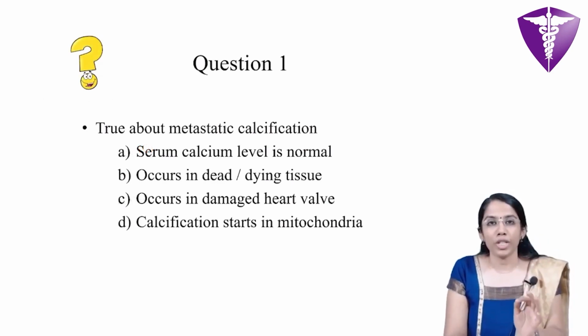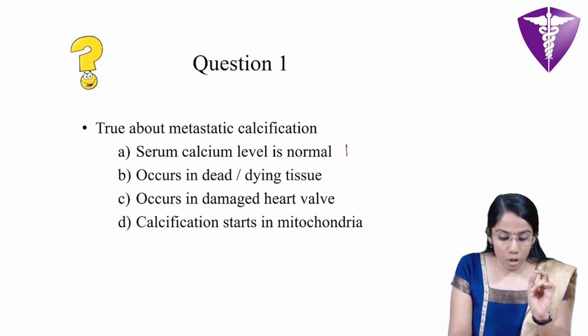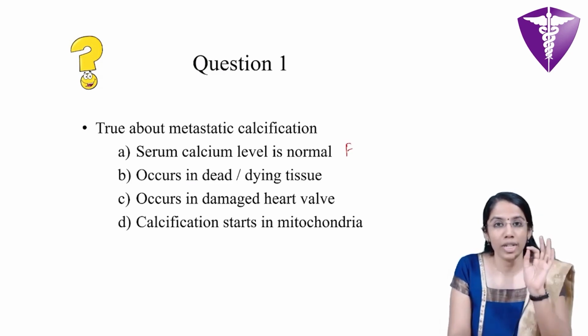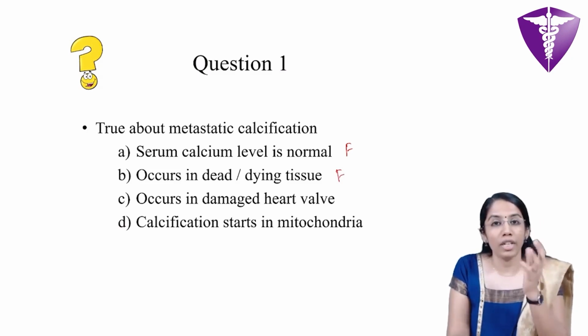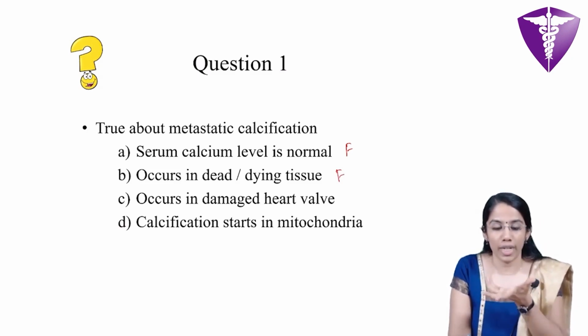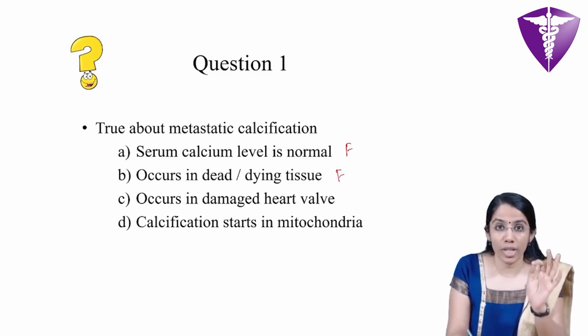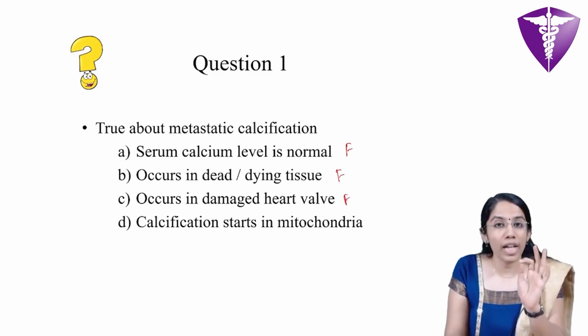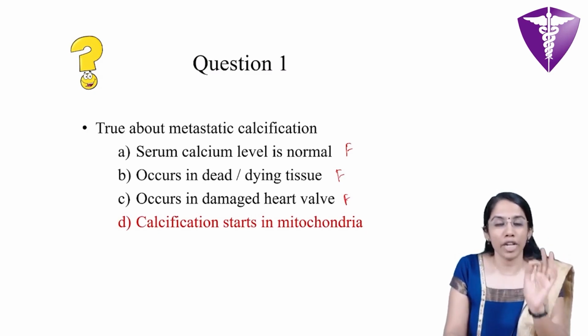Finally, a couple of questions. True about metastatic calcification: serum calcium level is normal. We know that is false. Serum calcium level is always deranged. Occurs in dead or dying tissue: we know that the serum calcium level is deranged, but metastatic calcification usually occurs in normal tissue. Occurs in damaged heart valve: that is also false, because dystrophic calcification is what occurs in a damaged heart valve. So the only true statement is that calcification starts in the mitochondria.